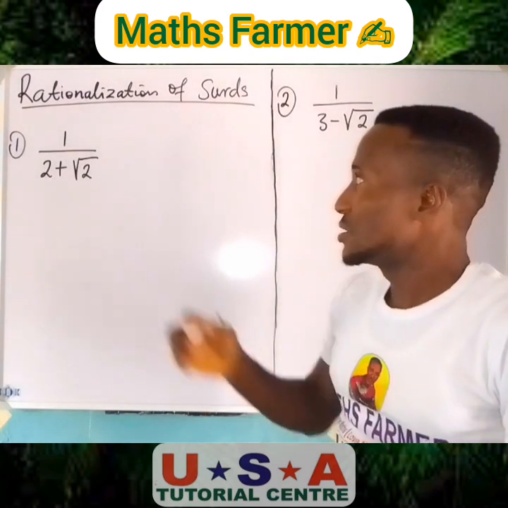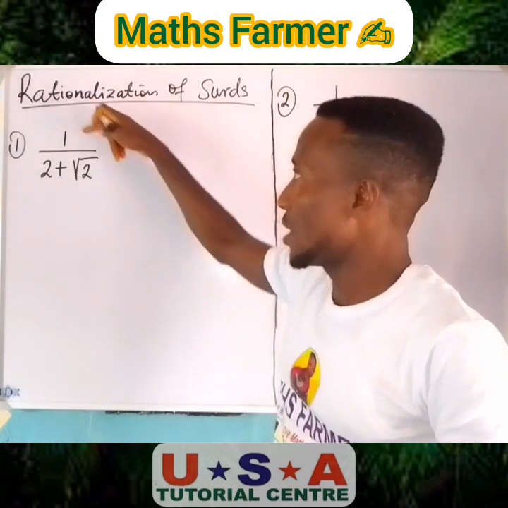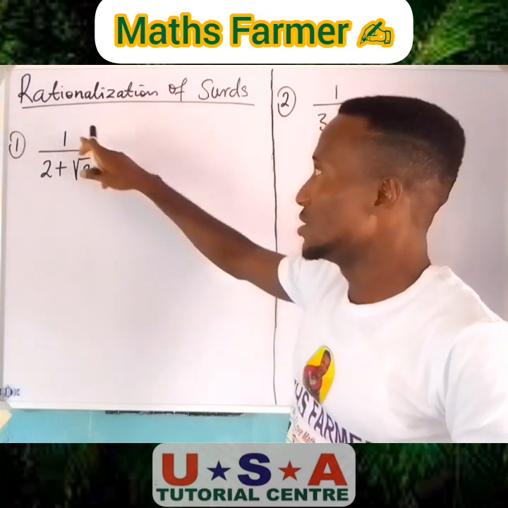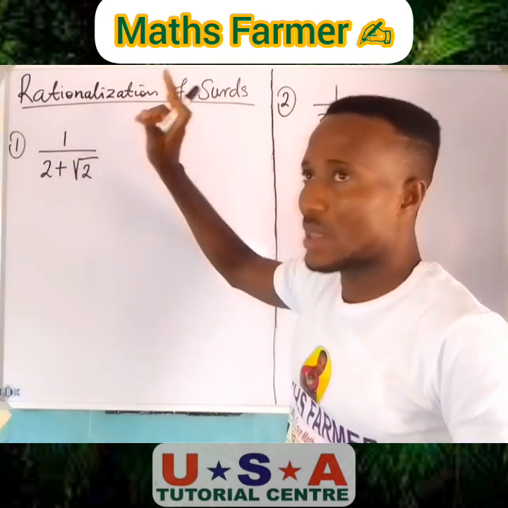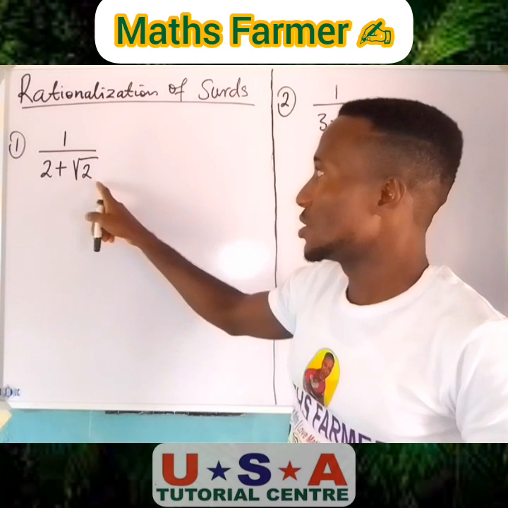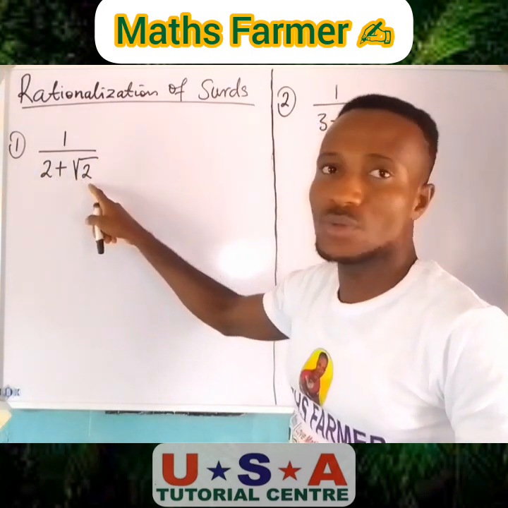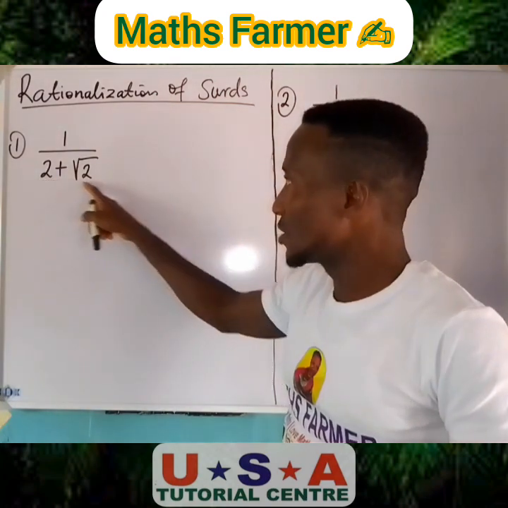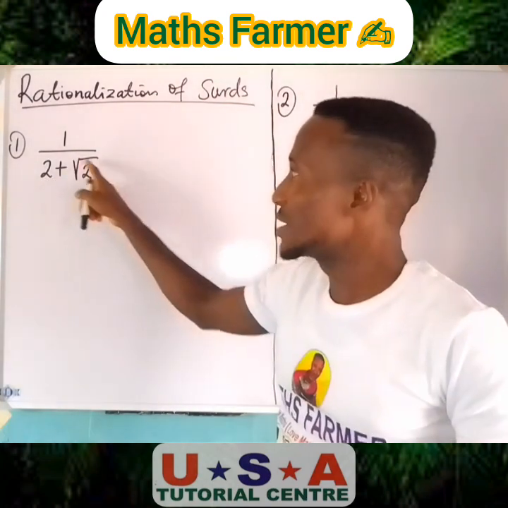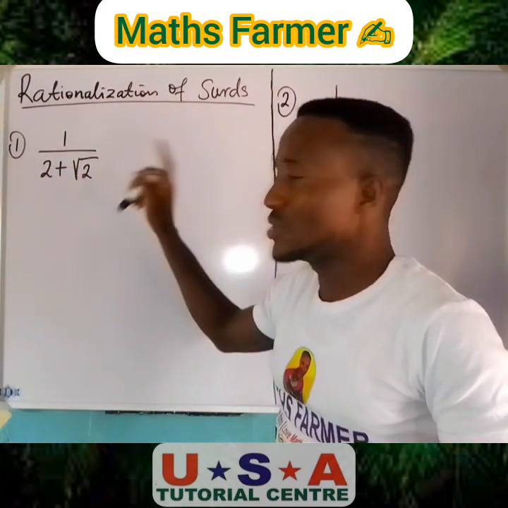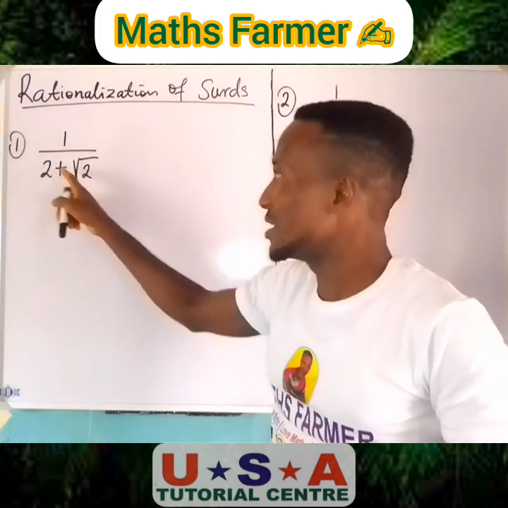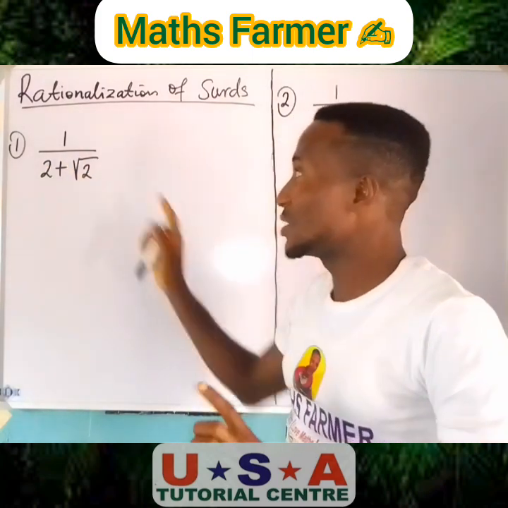Now, you know this is a fraction. We have the numerator and the denominator. In the numerator here, what we have is just 1, and in the denominator, we have 2 plus root 2. This is the denominator we're interested in. They say we should remove this root here. Our interest is to make sure that there is no square root in the denominator.